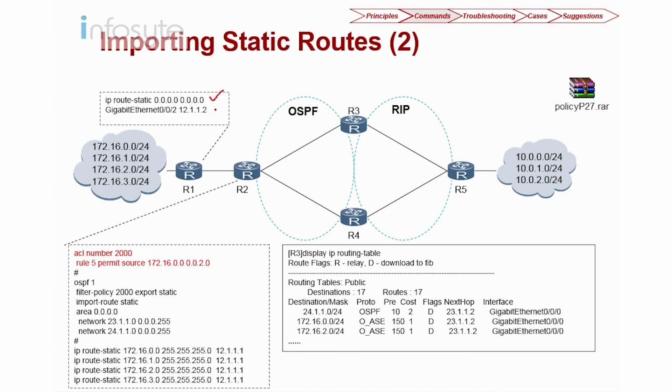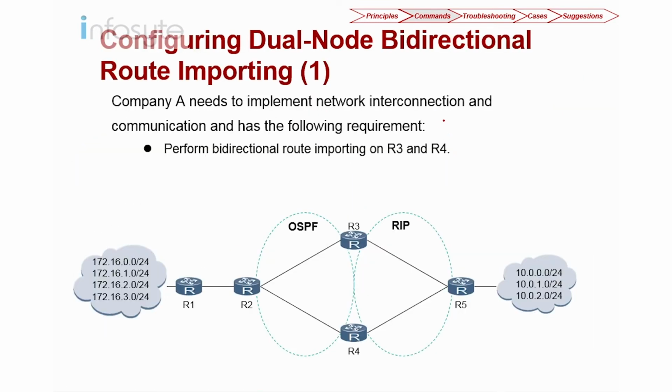Alright, so as you can see that this is the answer for our lab earlier on. So we have a default route pointing to 12.112, and this is our 4 static route. We have our ACL, and we have the import route static plus the filter policy. Alright, so the next requirement here is company A need to implement network interconnection and communication has the following requirement. We need to perform bidirectional. Alright, so this is not a unidirectional.